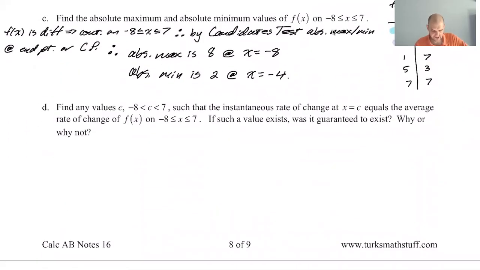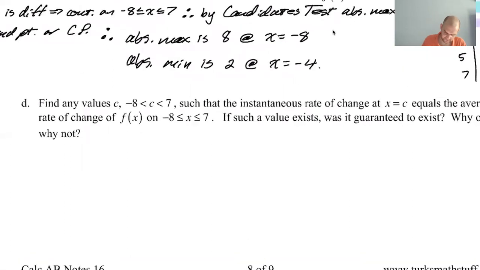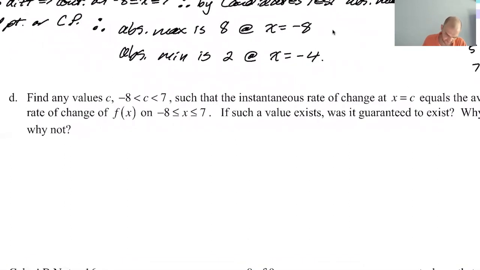All right, find any value c such that the instantaneous rate of change at x equals c equals the average rate of change of f of x on negative 8 to 7. If such a value exists, was it guaranteed? Why or why not? Okay. So first, let's find the average rate of change. Algebra 1 slope.